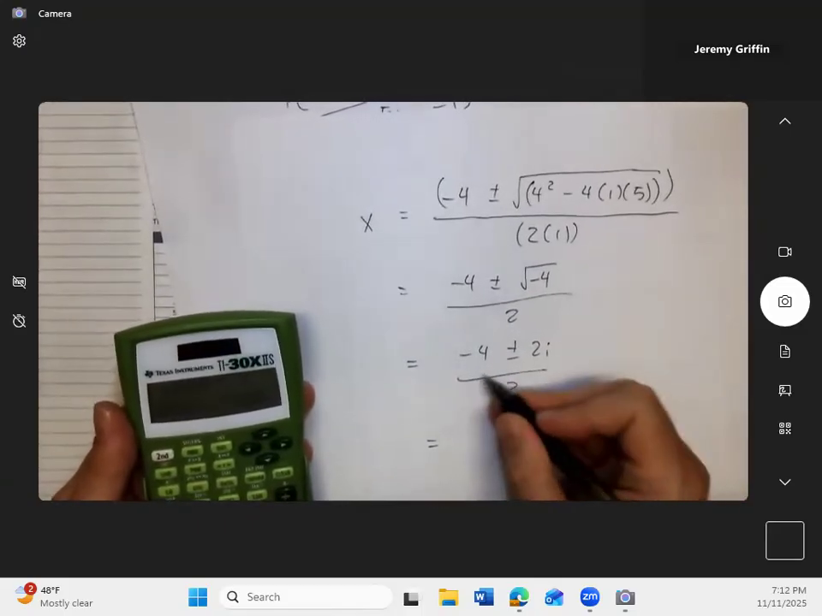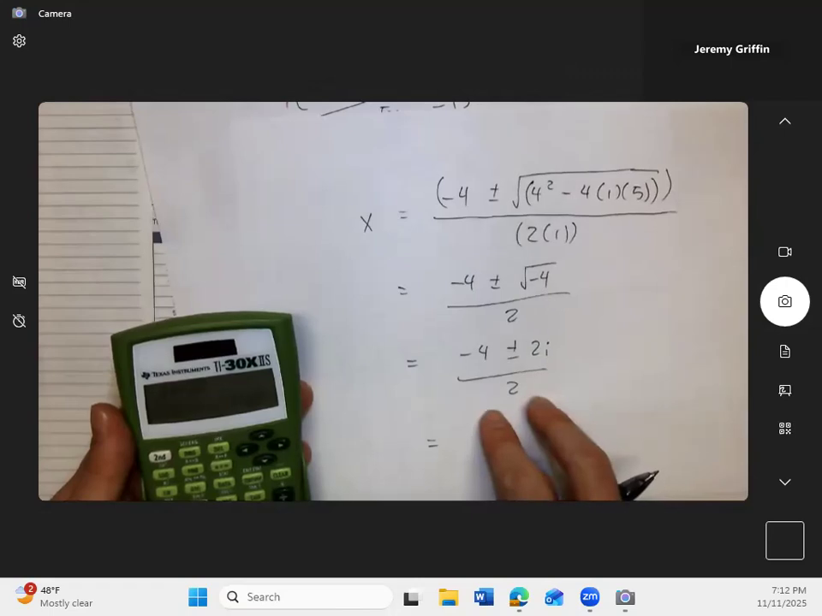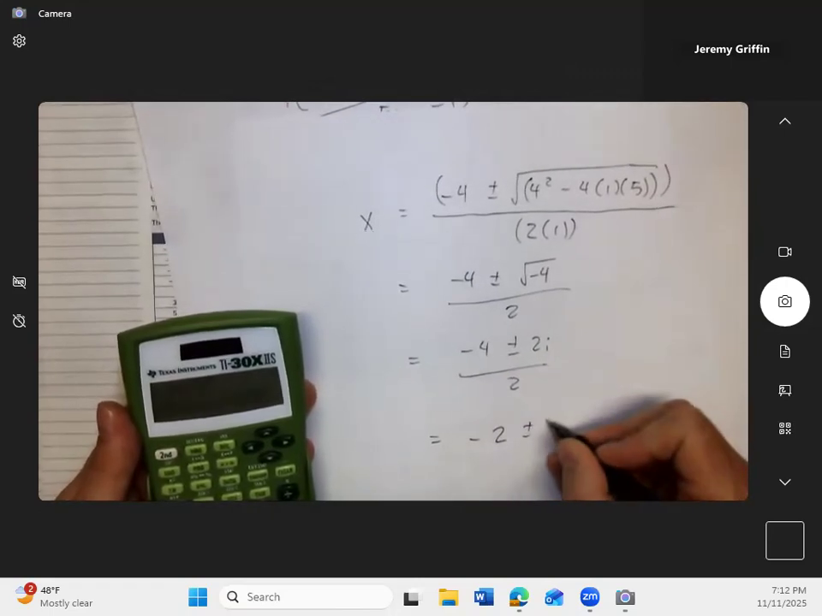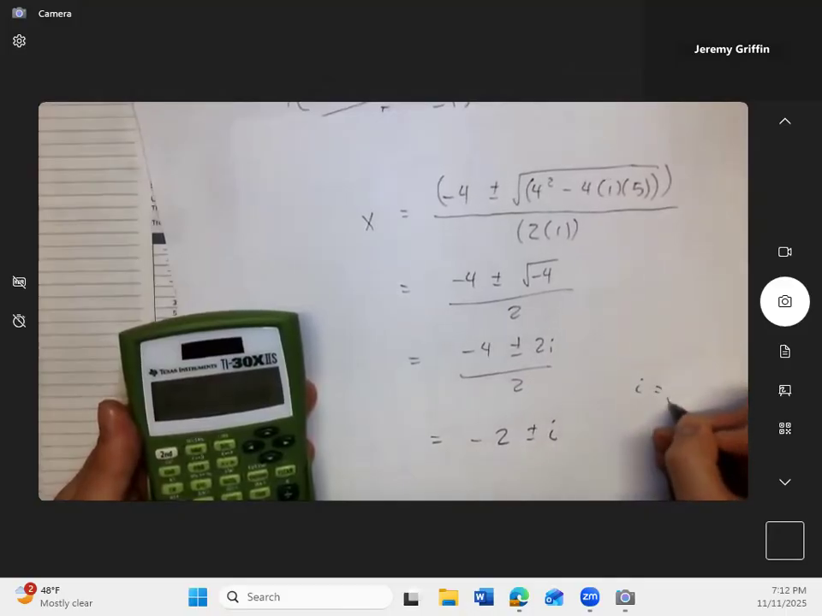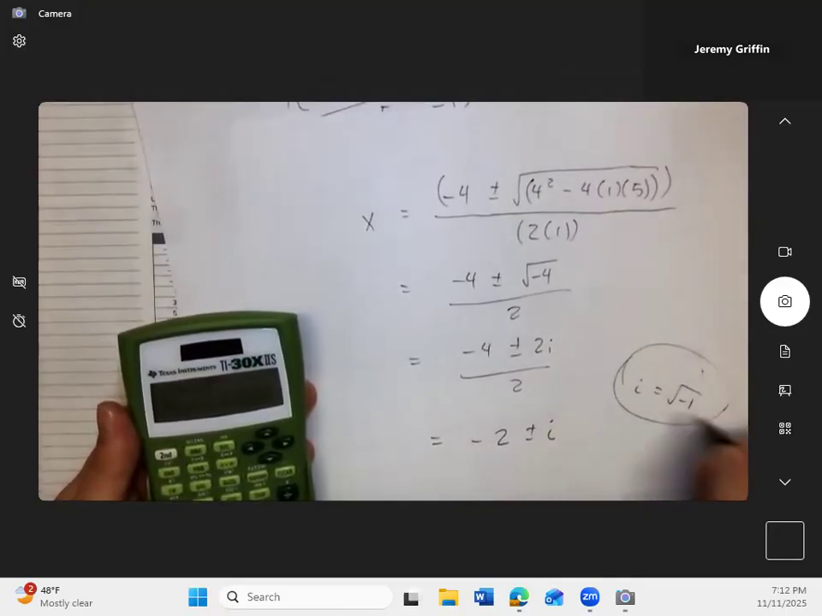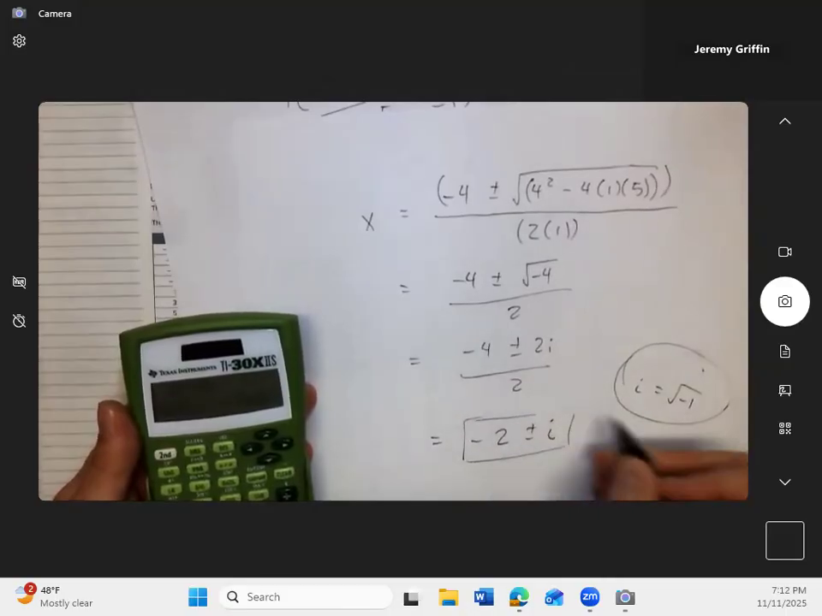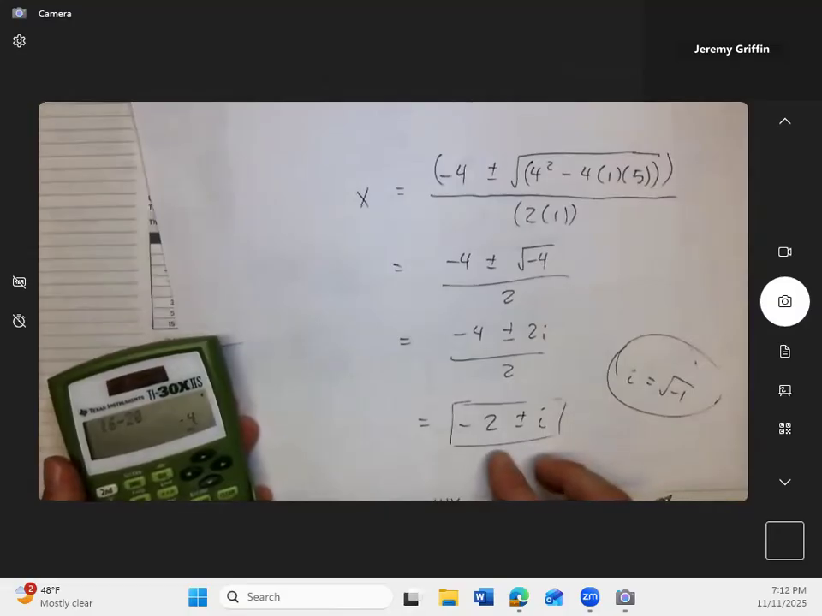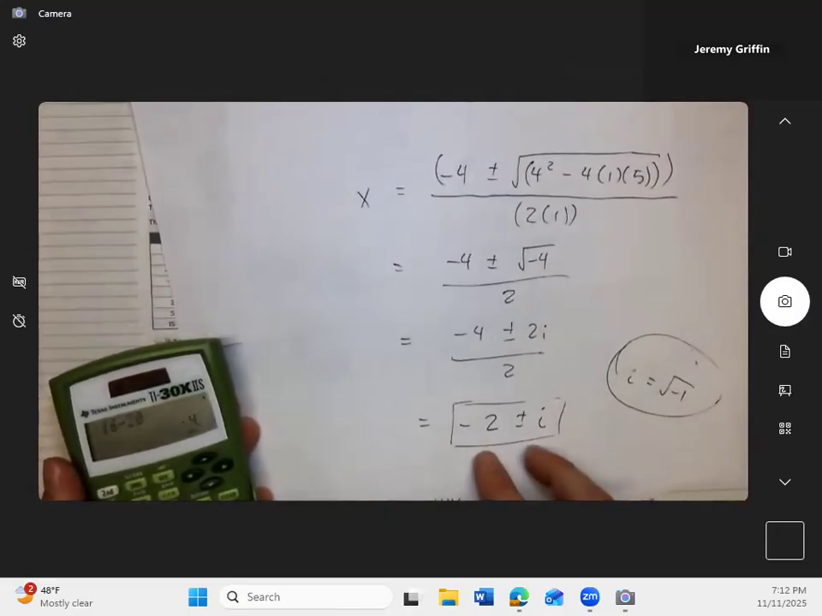This can also simplify. So -4 over 2 is -2, and then this simplifies to just i, where i, of course, is the square root of -1. Just to remind you guys that. Okay. So there's two more zeros. It follows the complex conjugate theorem too, exactly like your book said it would. So it's -2 minus i and -2 plus i.